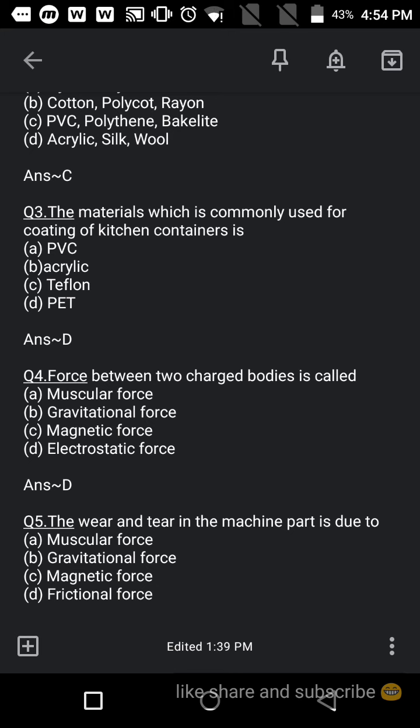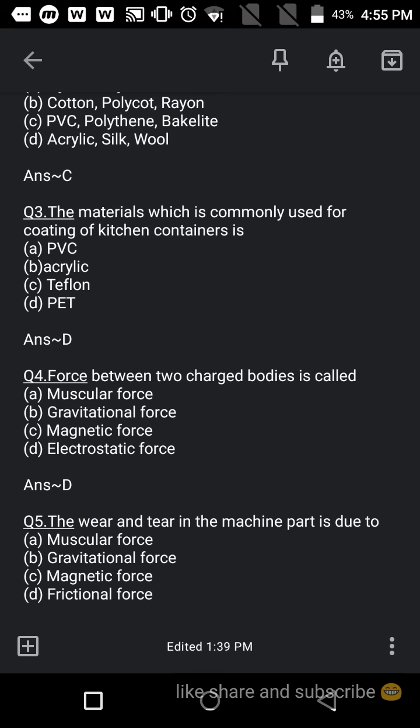Question 4. Force between two charged bodies is called A. Muscular force, B. Gravitational force, C. Magnetic force, D. Electrostatic force. Well, that's an easy one, and the answer here is electrostatic force. Answer is the option D.